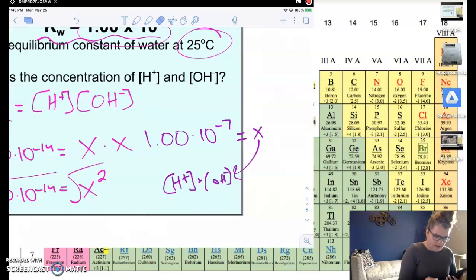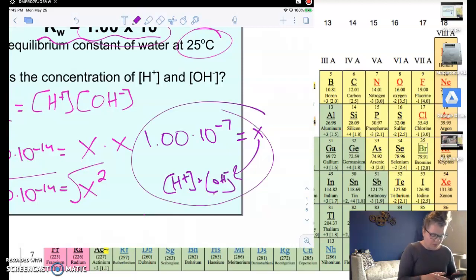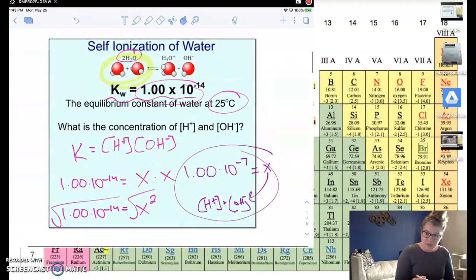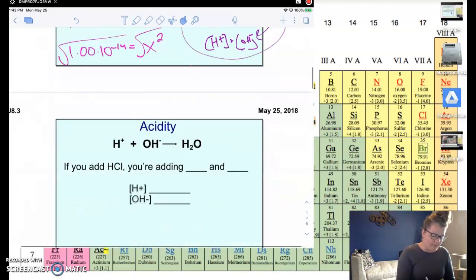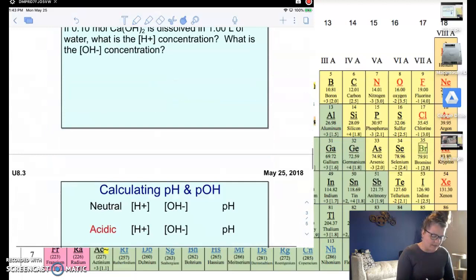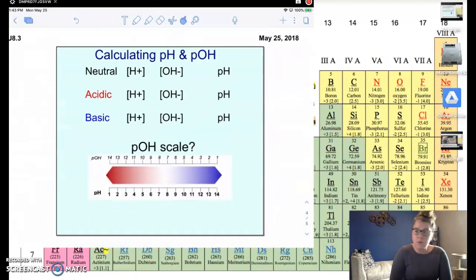So now we know in absolute pure water how many moles per liter there are of hydrogen ions and hydroxide ions. And I bet you're thinking, cool, why do I care? Because, like I said, our ultimate goal here, and I'm going to sneak ahead for just a second, is to be able to calculate pH.